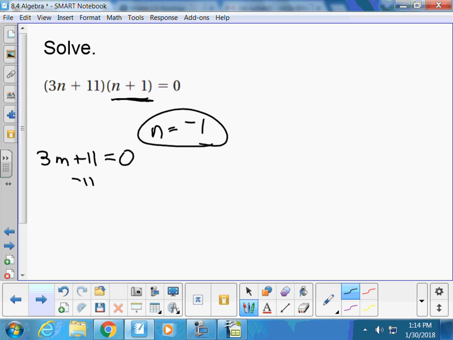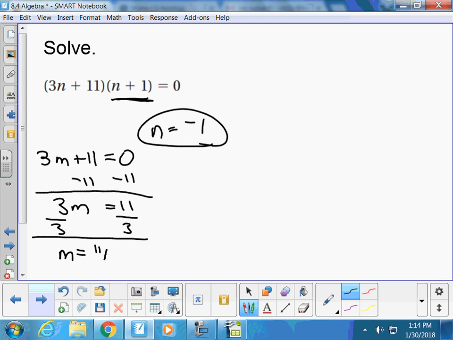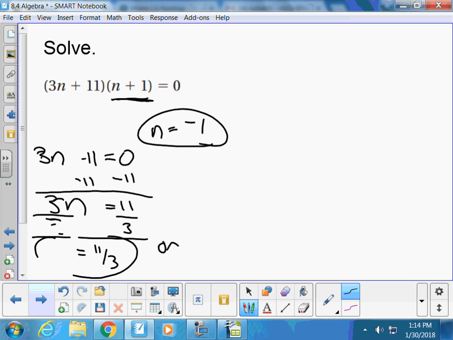So minus 11 on both sides. Divide by 3 on both sides. And since I don't know what that divides out to, I'm just going to leave it as a fraction. So m is 11/3, or, oh, it's n, I'm sorry. N, I do not know why I used an m that whole way. Make that an n, make that an n, make that an n. 3n, divide by 3. N is 11/3, or n is negative 1.